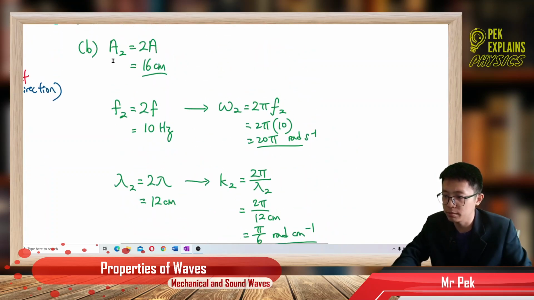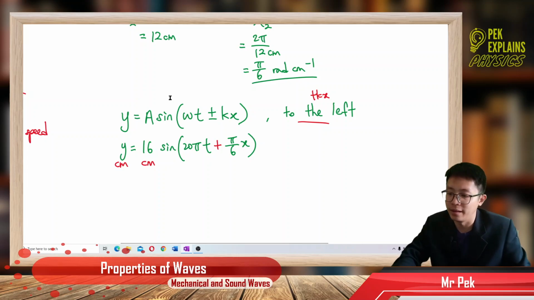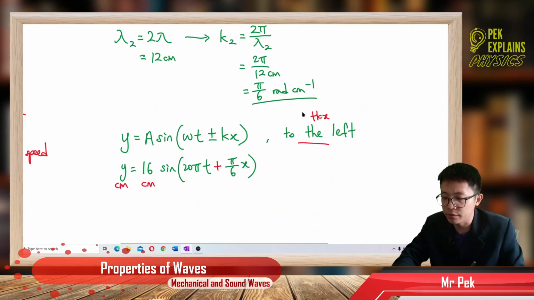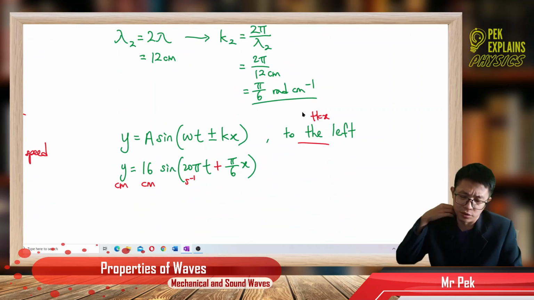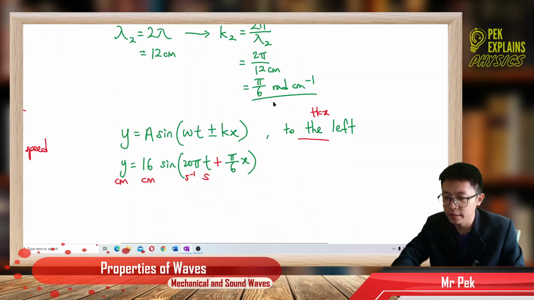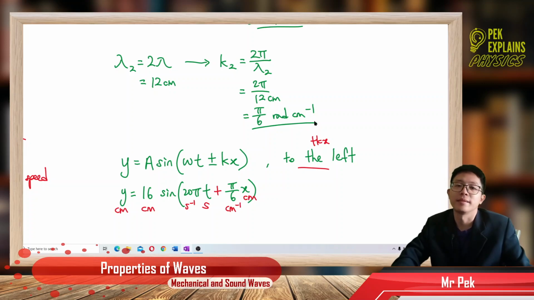And then don't forget, check back the unit, because my amplitude is in cm. So my y is in cm. My omega is radian per second. Radian can be ignored actually, it's not a unit. So my omega is per second, so my time is in second. And my k is in radian per centimeter, so my k is per centimeter. That means my x is in cm.